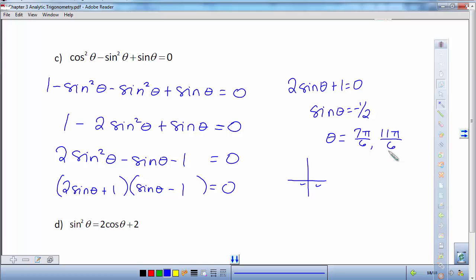Then we also had sine theta equals 1. So we know that happens when what? Theta is equal to pi over 2. So we got 3 solutions for this one as well.